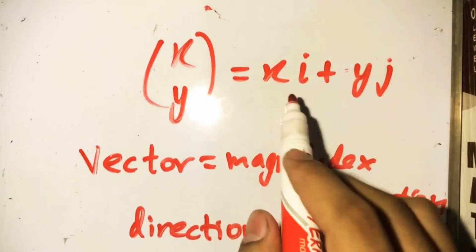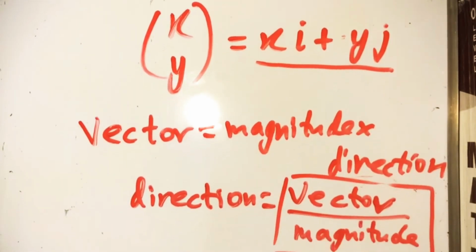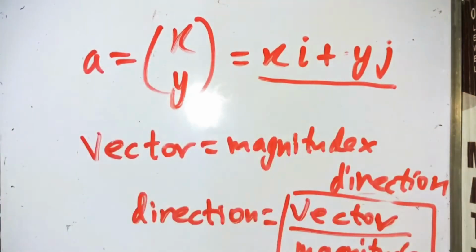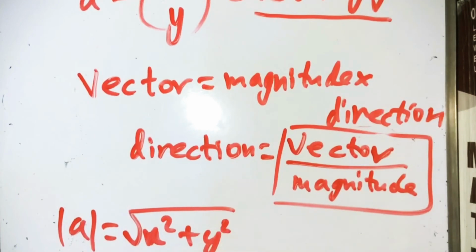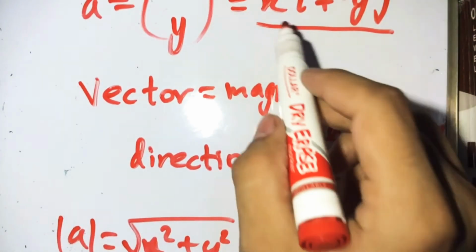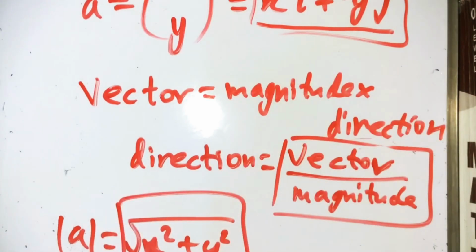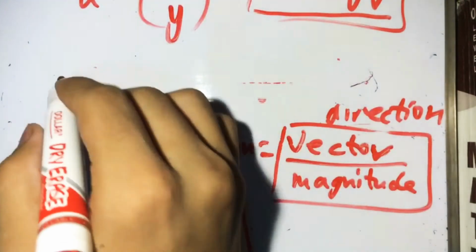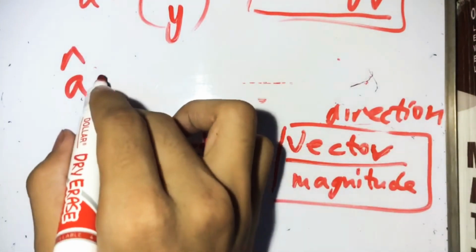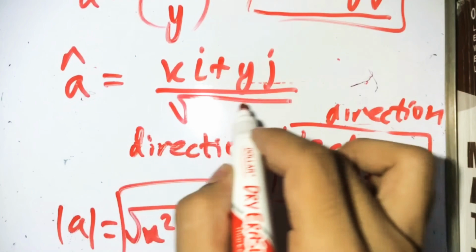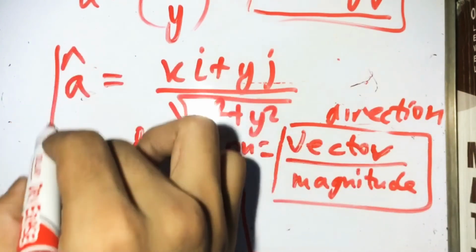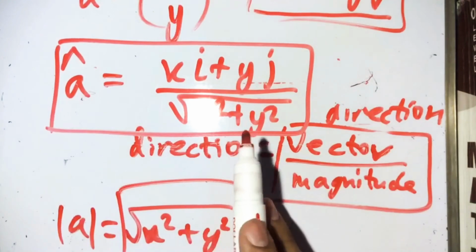Now the vector we have is xi plus yj. For the magnitude, if for example this is vector a, the magnitude of vector a is equal to under root x squared plus y squared. So now we have the vector and we have the magnitude. Now to find the unit vector, it is represented like this. We'll divide xi plus yj by under root x squared plus y squared. So this is the general formula for a unit vector.